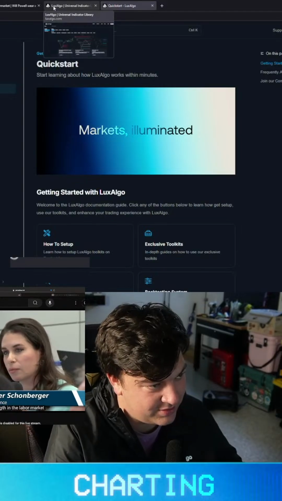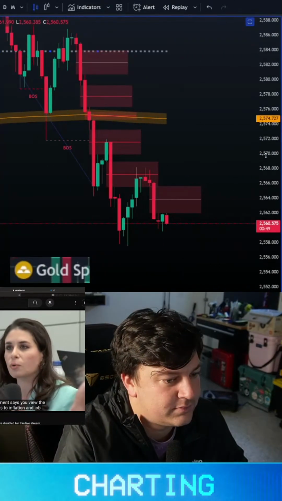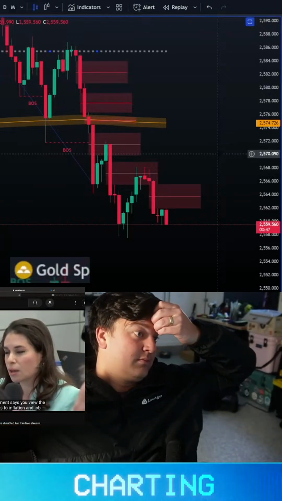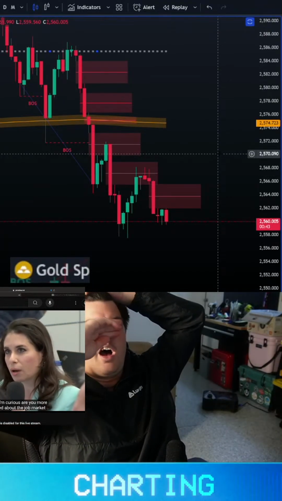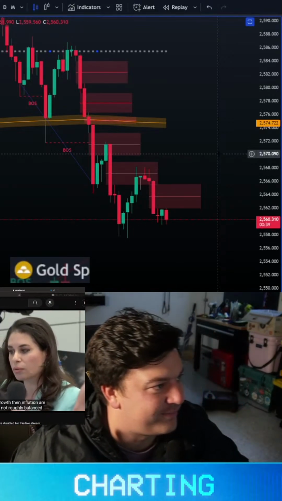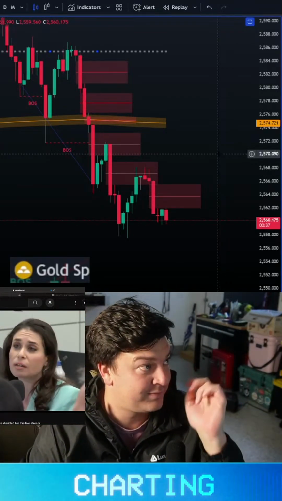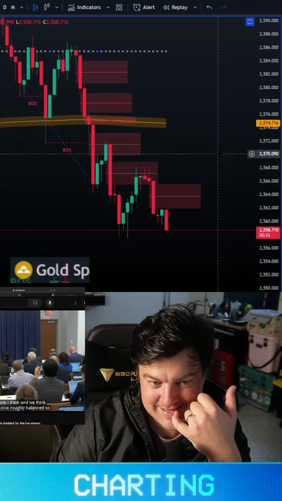Understand the indicators. The statement says you view the risks to inflation and job growth as roughly balanced. Given what you've said today, I'm curious, are you more worried about the job market and growth than inflation? Are they not roughly balanced? No, I think we think they are now roughly balanced.